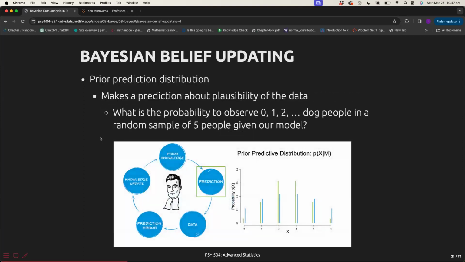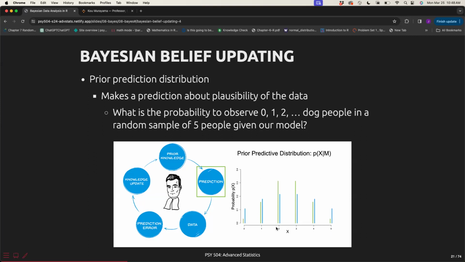With prior distributions, we can make predictions about the plausibility of the data. We can take our prior distribution and generate likely values. So let's say that we sample 5 people and we observe 0 dog people, 1 dog person, 2 dog persons, 3 dog persons, etc. We can actually make estimates for the probability of observing those values. And that's what I'm highlighting here. This is the prior predictive distribution of likely values.